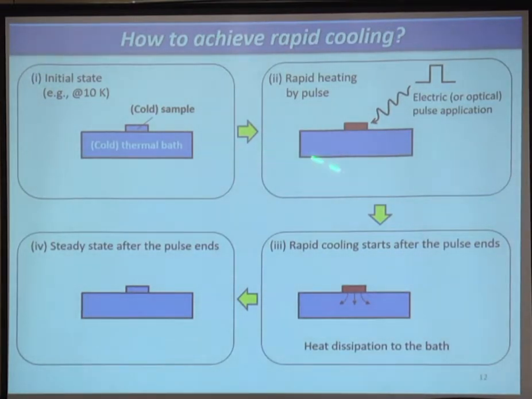For this purpose, we used this simple procedure. In the initial stage, the sample is in equilibrium with the sample bath. Then, if you apply a strong electric or optical pulse to the sample, the temperature is rapidly heated up. After the pulse ends, rapid heat dissipation happens because of the large thermal gradient between the sample and the sample bath. As a result, rapid cooling is achieved.